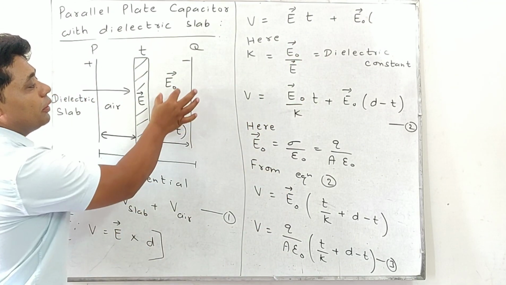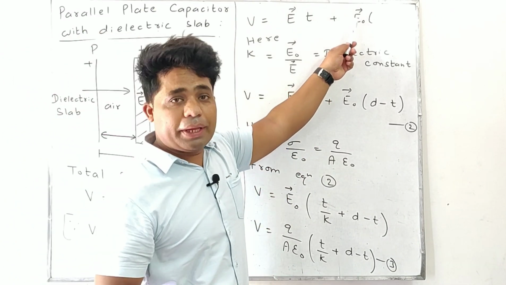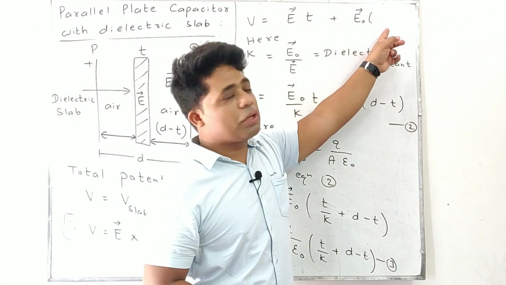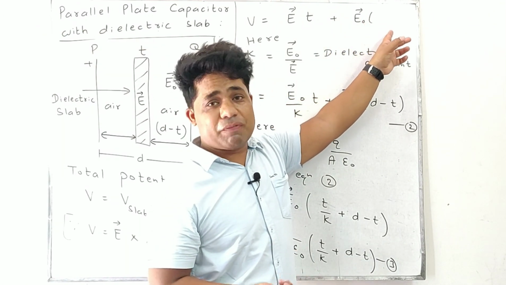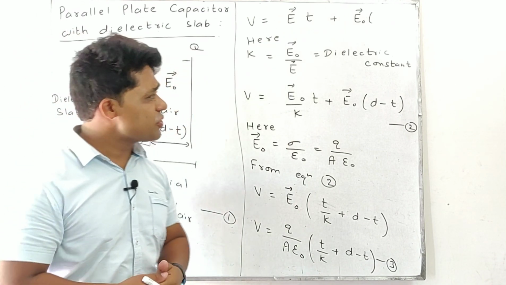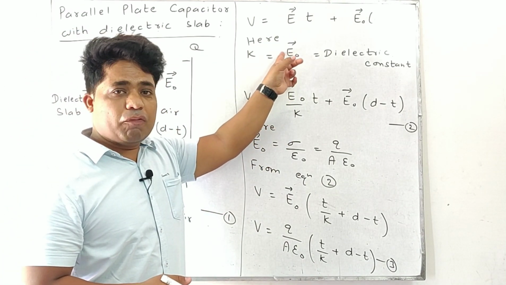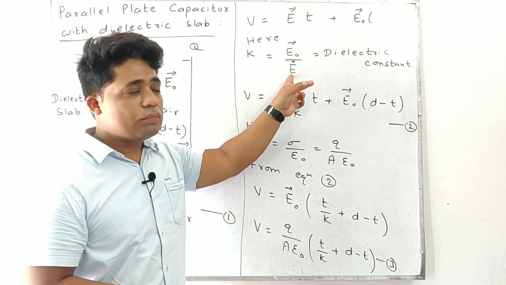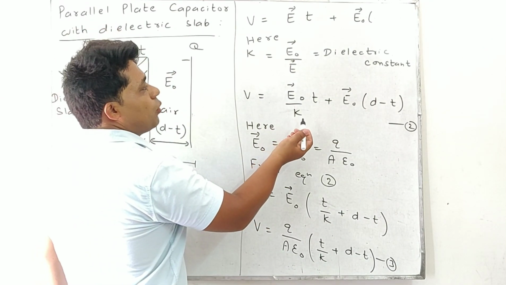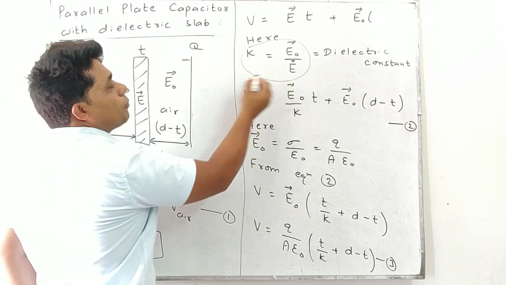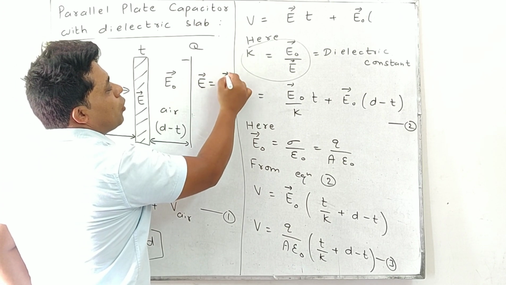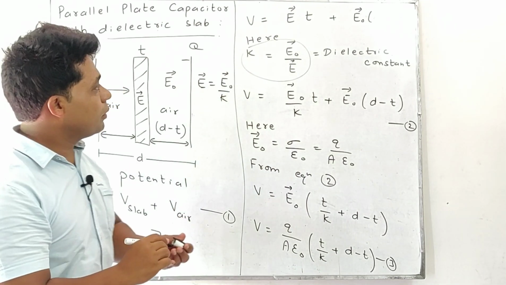Now similarly, E naught is the electric field of air and D minus T is the thickness of air. So electric field into thickness, E naught into D minus T, will give the potential of air. Now students, we did last time the ratio of electric field of free space to electric field of medium is said to be dielectric constant. So we'll make change. On account of this, E comes as E naught by K.